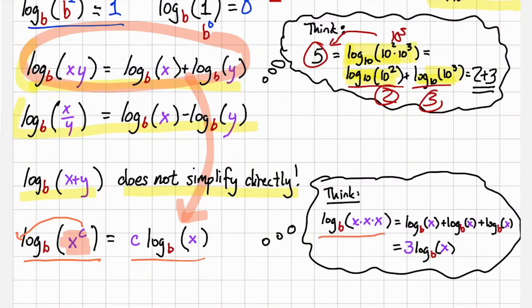If we look at log base b of x times x times x, this rule tells us we can add those logs. Log base b of x plus log base b of x plus log base b of x. That's 3 copies of log base b of x. And so we brought this exponent, x cubed, as a coefficient of log base b of x.